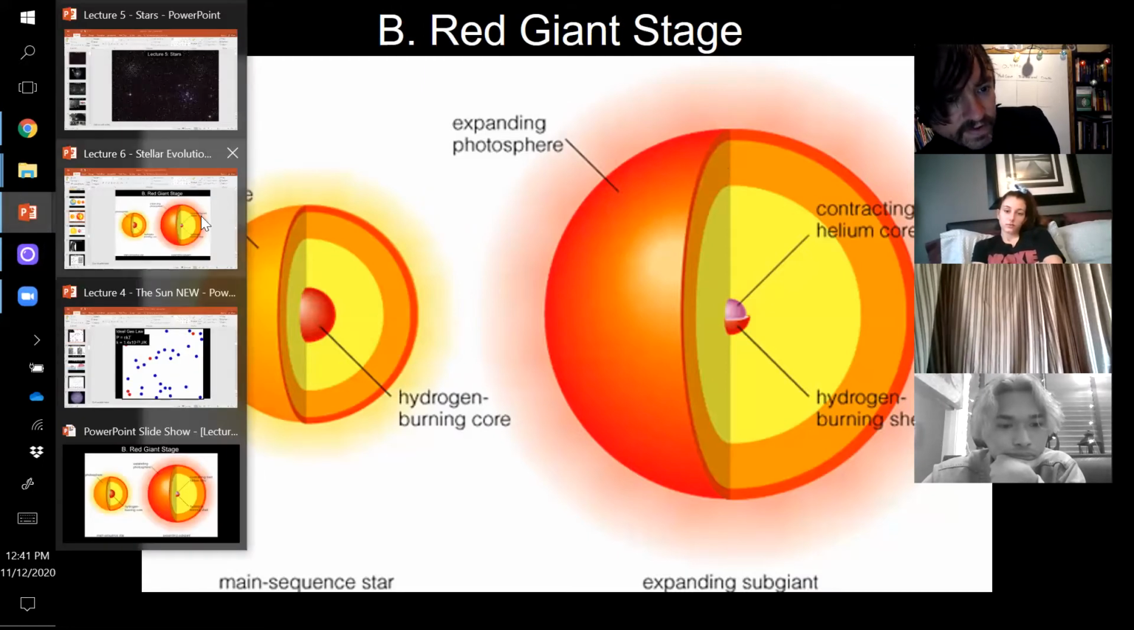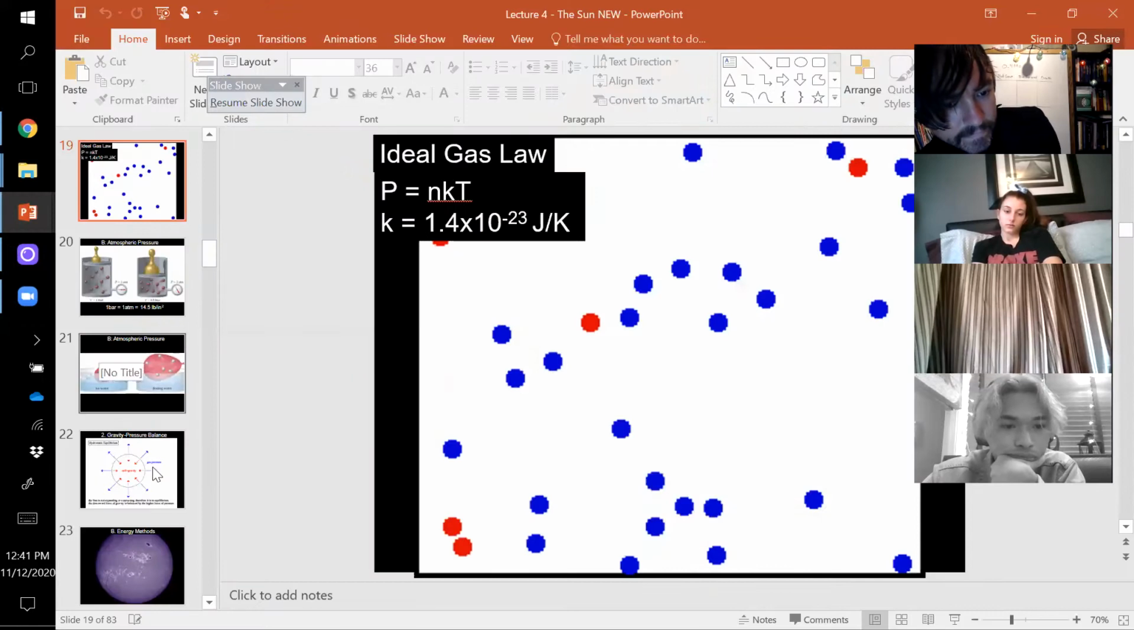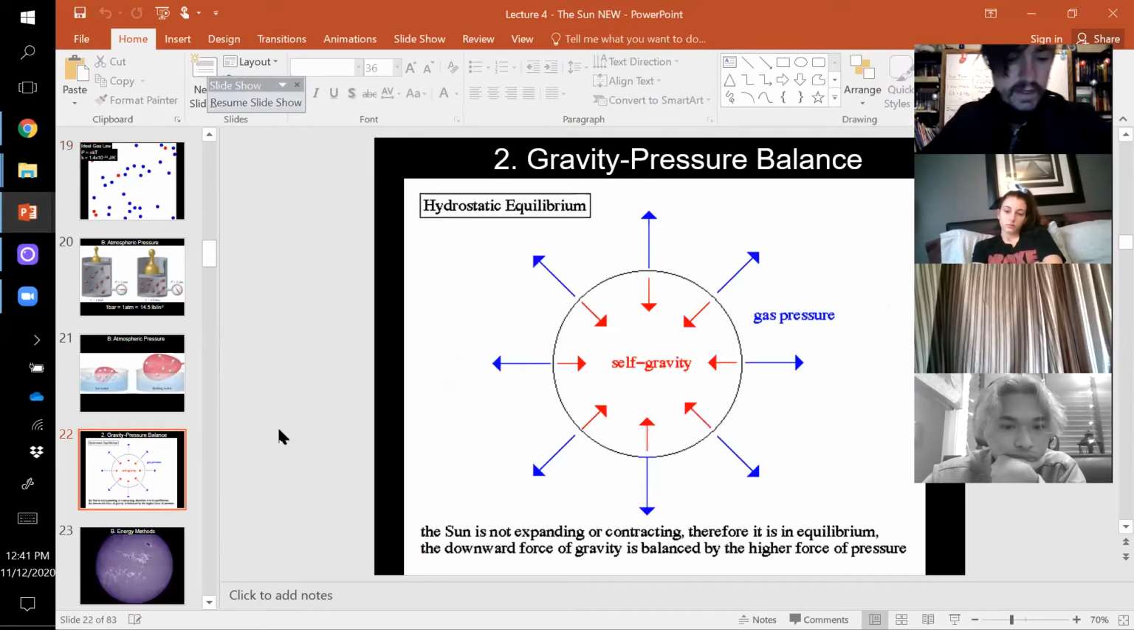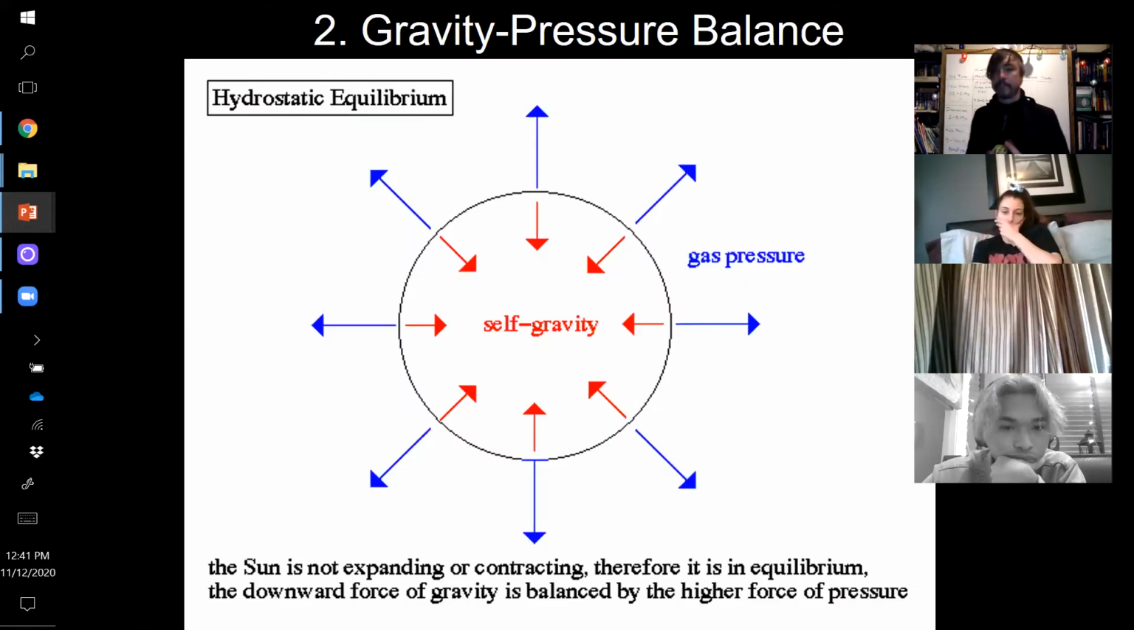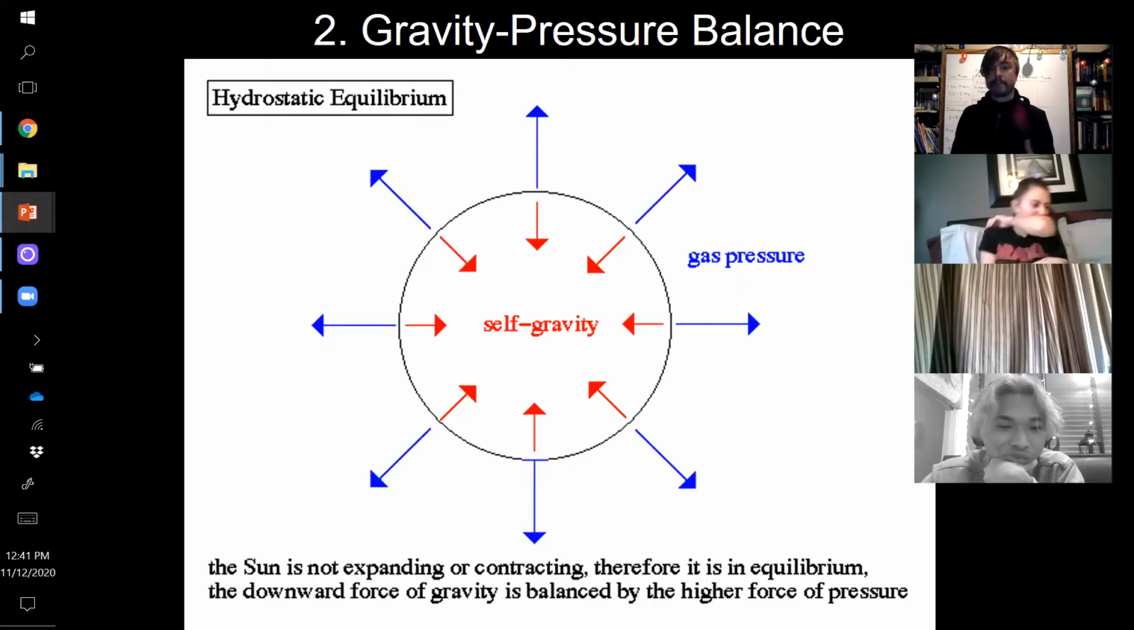Maybe you need a picture of hydrostatic equilibrium. Remember this picture? Explain to me what's going on. What does this picture mean? Someone talk to me and enlighten me with their knowledge of hydrostatic equilibrium. I want to know that I'm talking to some enlightened people here.